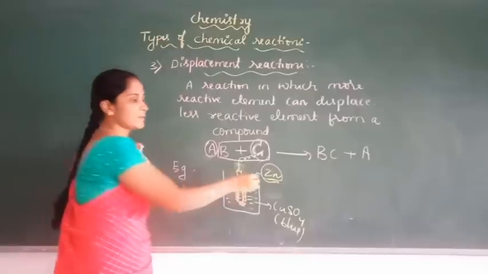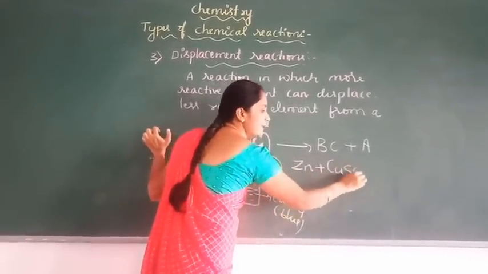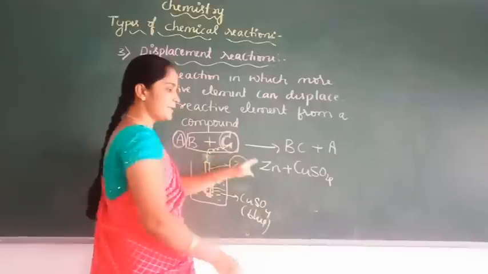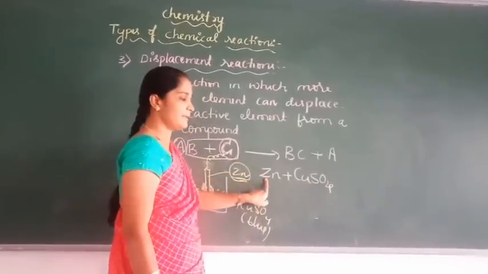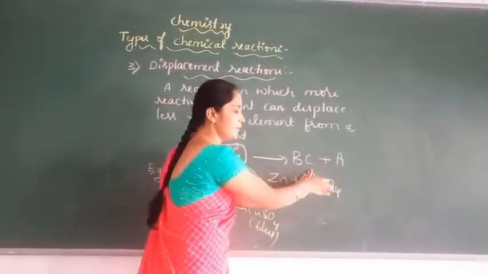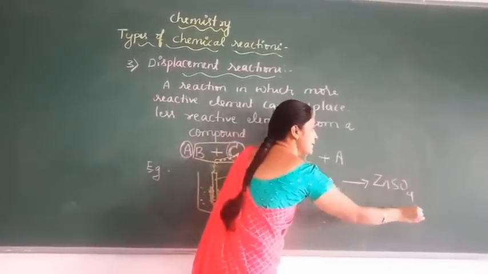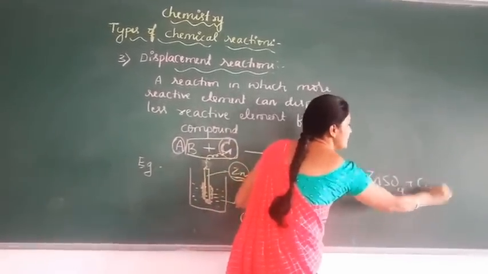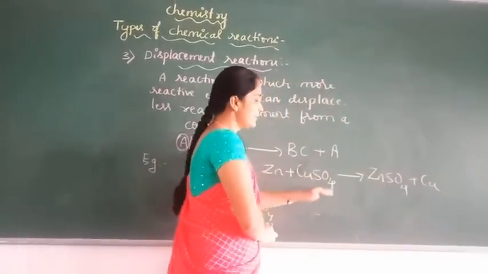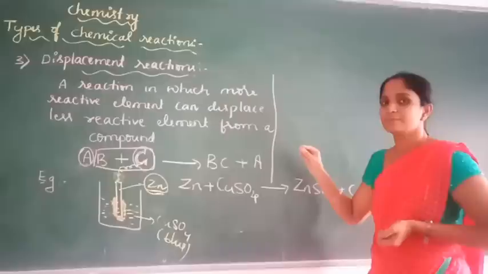Displacement reaction. So zinc reacts with copper sulfate solution. Zinc is a more reactive metal, so it can displace copper from copper sulfate solution. We get zinc sulfate plus copper. Zinc sulfate plus copper. So it is an example of a displacement reaction.